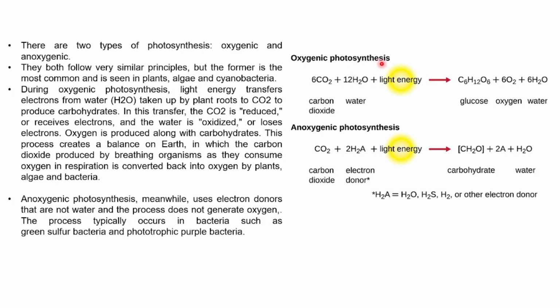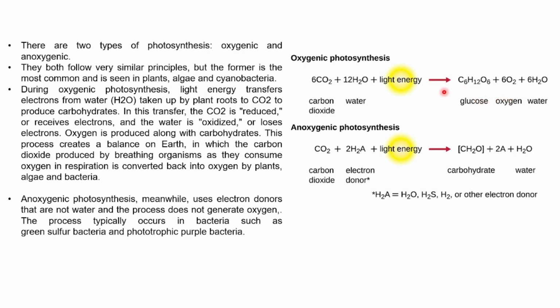This transfers electrons from water, which is taken up by the plant roots from the soil, to CO2, and this produces carbohydrates. In this transfer, the CO2 that was the starting material gets reduced, or receives electrons, and the water gets oxidized, or loses electrons, and oxygen is produced along with carbohydrates.